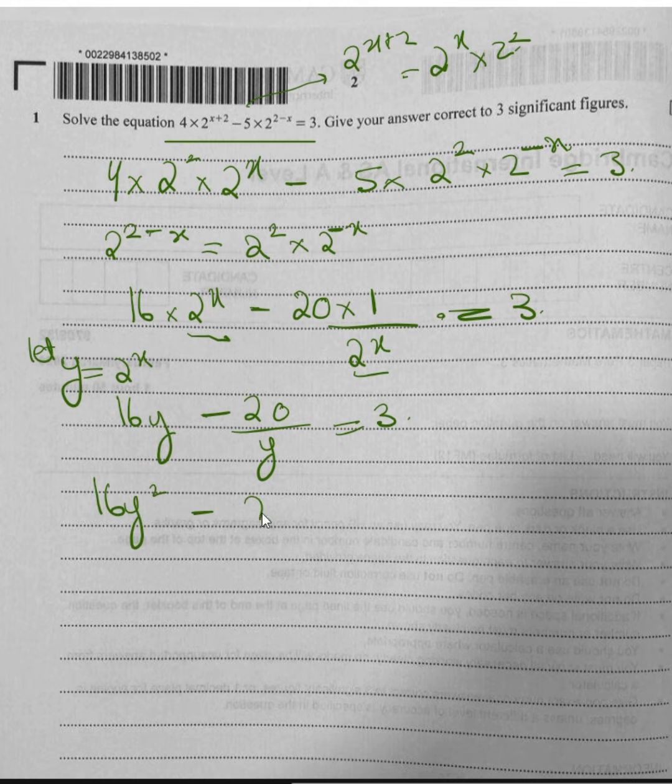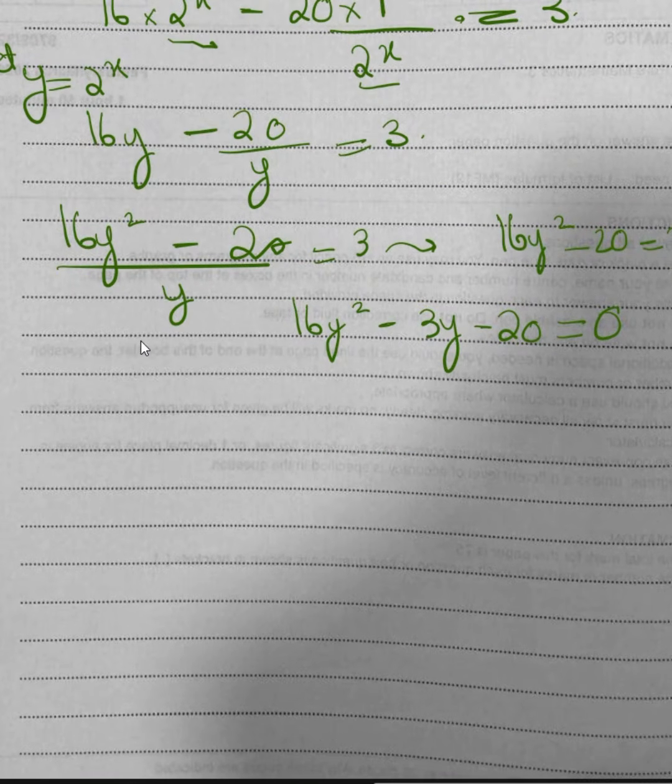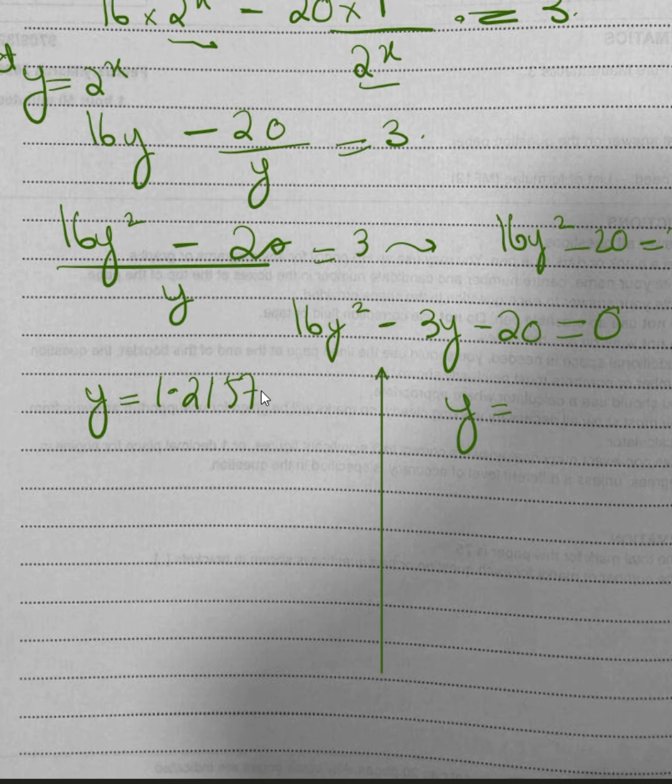16y squared minus 20 is equal to 3y, and this 3 cross multiplies. So 16y squared minus 3y minus 20 is equal to 0. We can solve this quadratic equation now, and we'll have two solutions. Let's check through the quadratic formula, with 16, minus 3, minus 20. y will be equal to 1.2157, or y will be equal to minus 1.028.